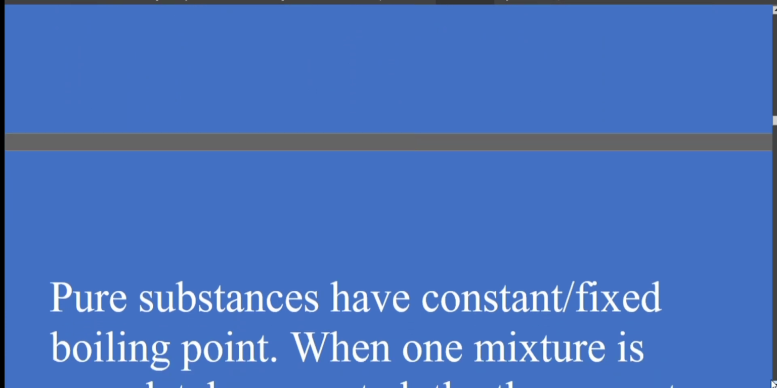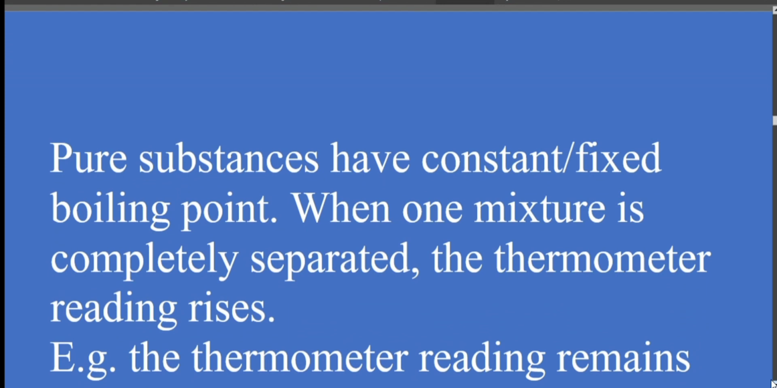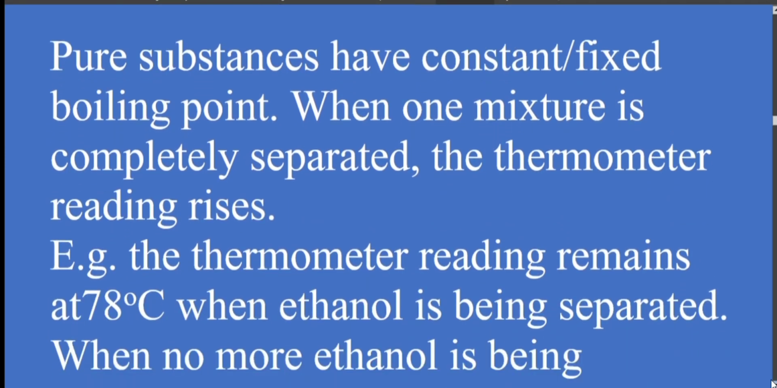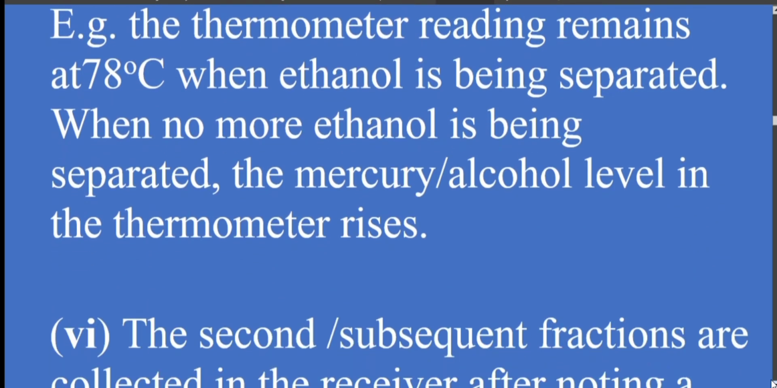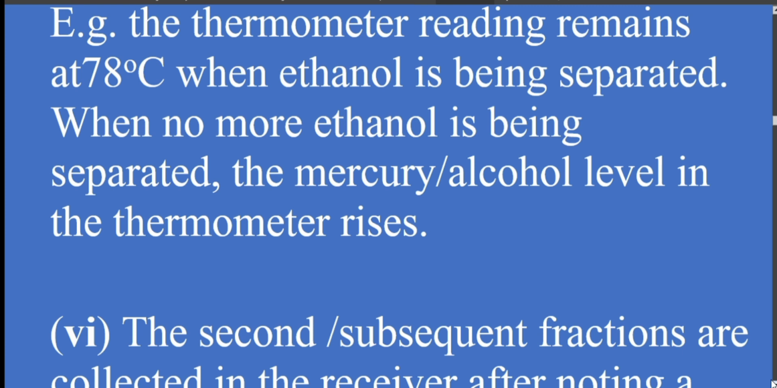mixtures. The pure substance has a constant or fixed boiling point. When one mixture is completely separated, the thermometer reading rises. The thermometer reading remains at 78 when ethanol is being separated. When no more ethanol is being separated, the mercury or alcohol level in the thermometer rises. Once the ethanol has already boiled out, now it is time for the water, and the reading starts rising.